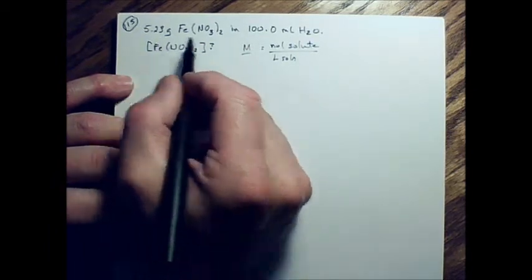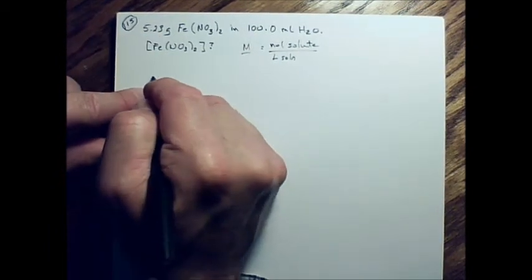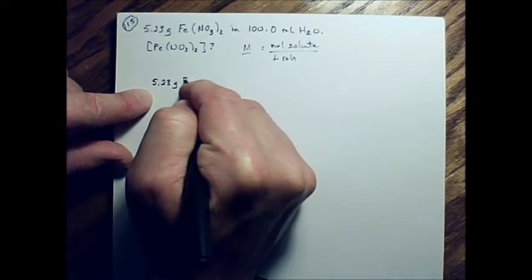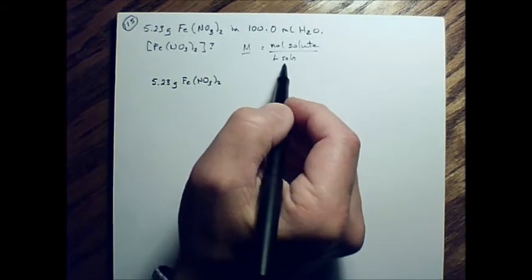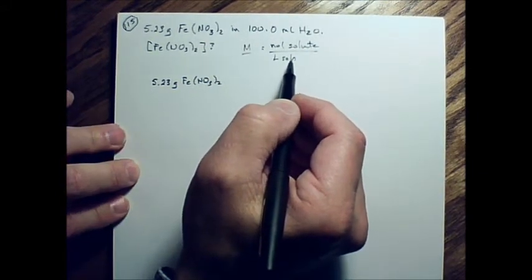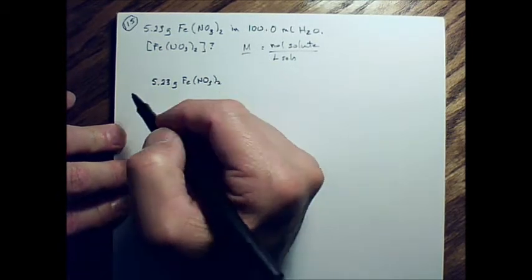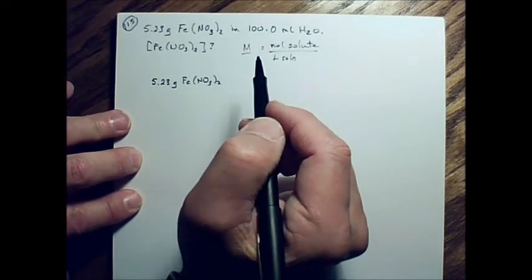I'm going to go ahead and put, since I know my solute is iron nitrate, I want to put it on the top first. I'm going to put the given amount, 5.23 grams of iron nitrate, on the top. And since I know I need my solution on the bottom, I'm going to go ahead and put it down there. Even though I don't have the right units yet, I'm going to convert it after I put it down there. So I want to have 100 milliliters of solution. All right?